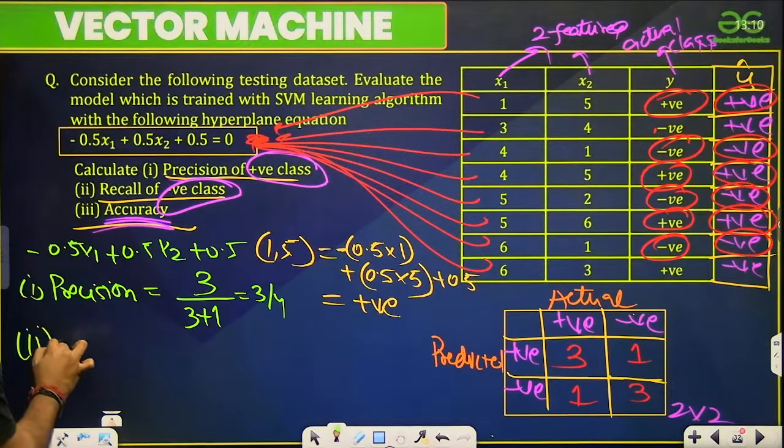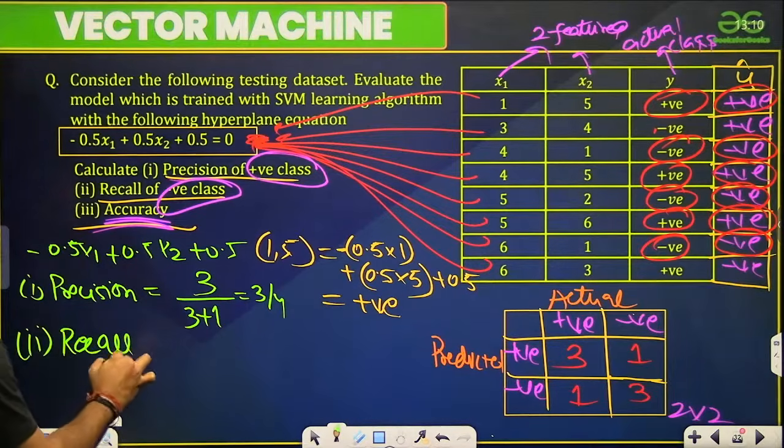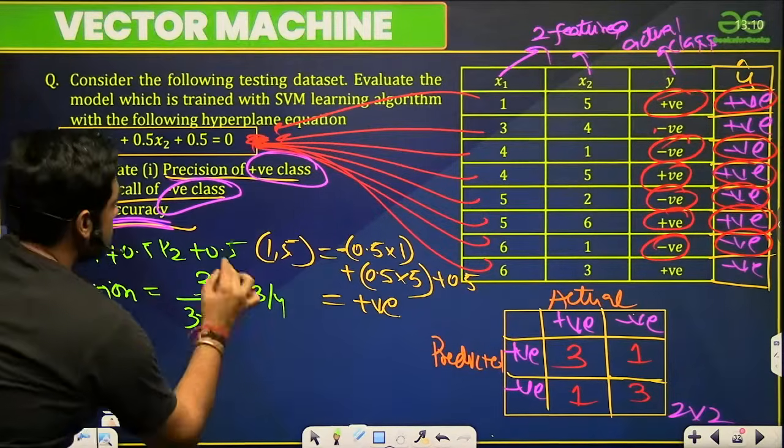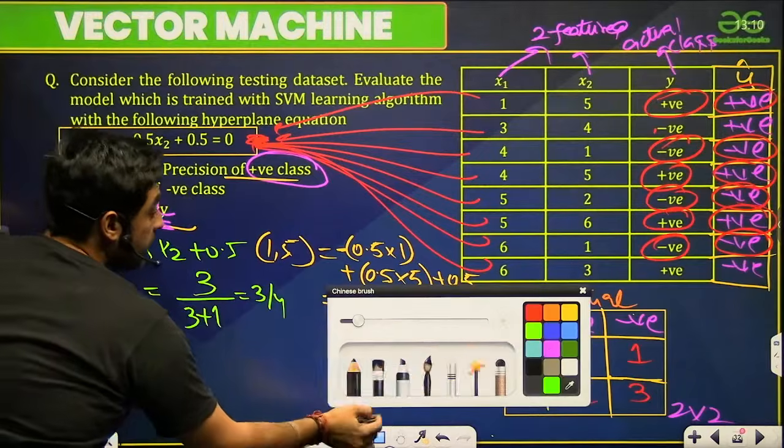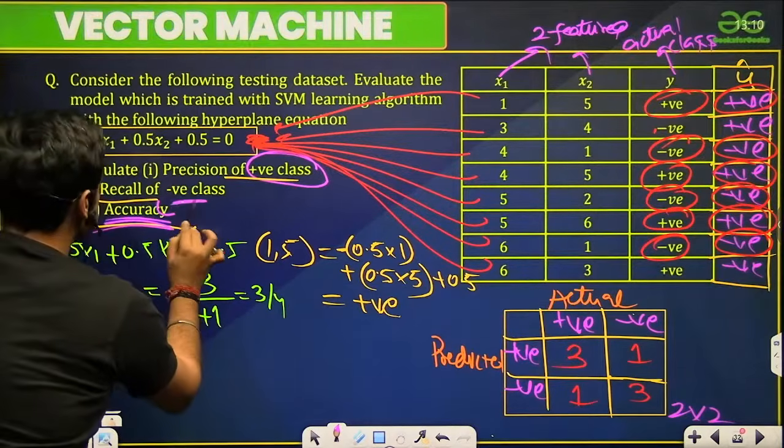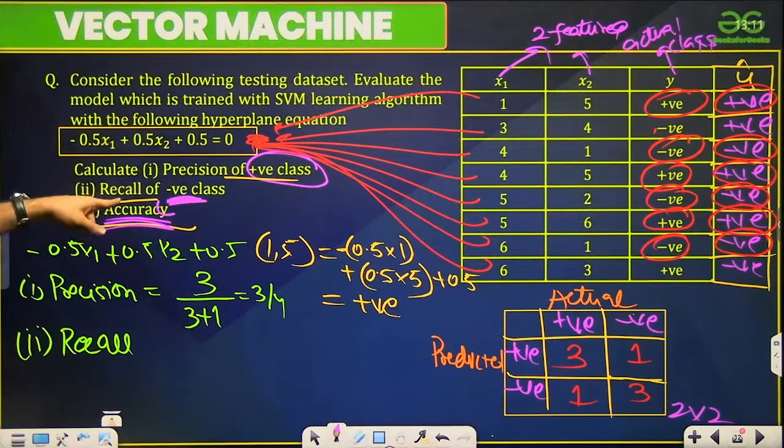Then recall. Guys, just see here, recall of what? Very important, very tricky question. Recall of negative class. Son, this is a very important question, half of the students will get it wrong here. Majority of you would make this wrong.